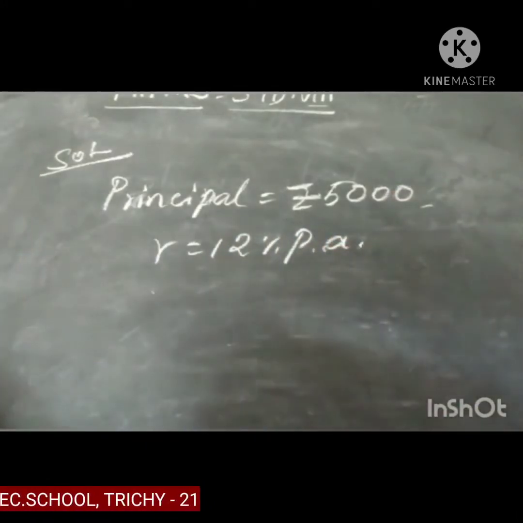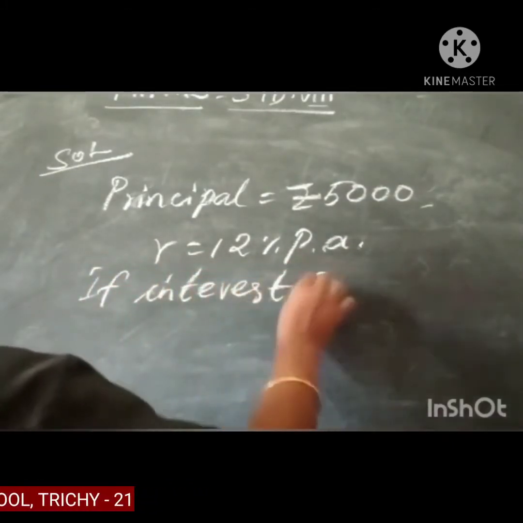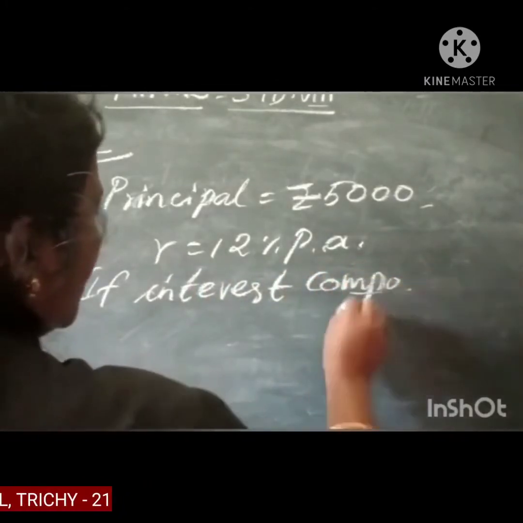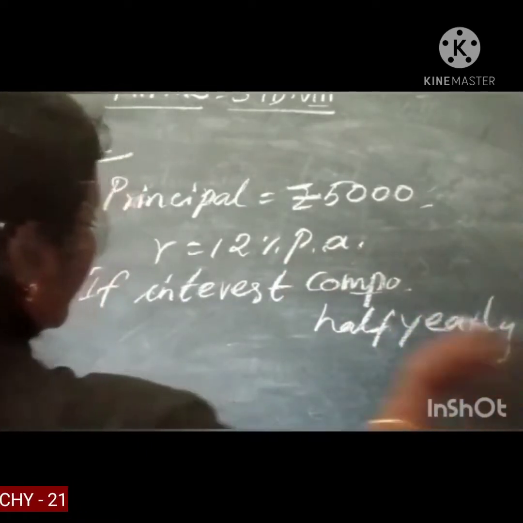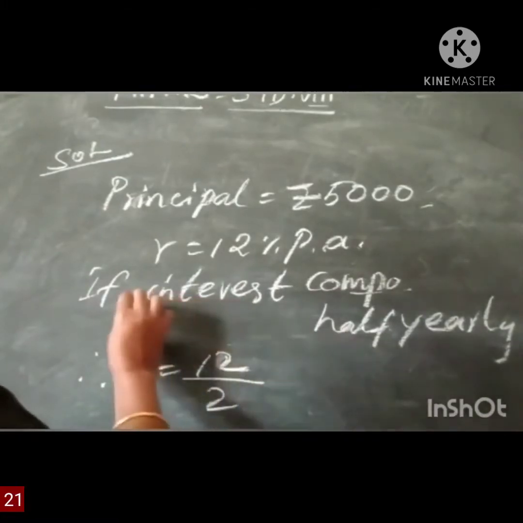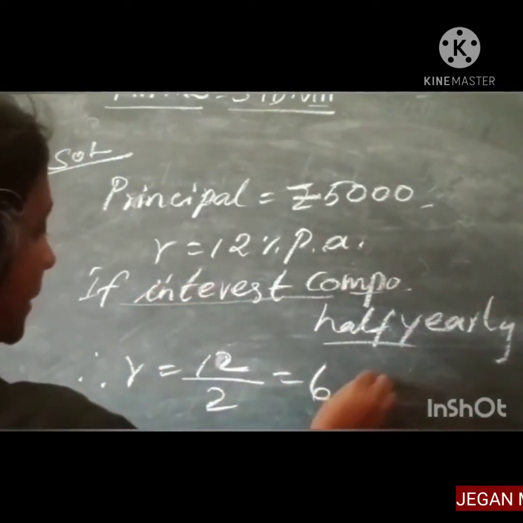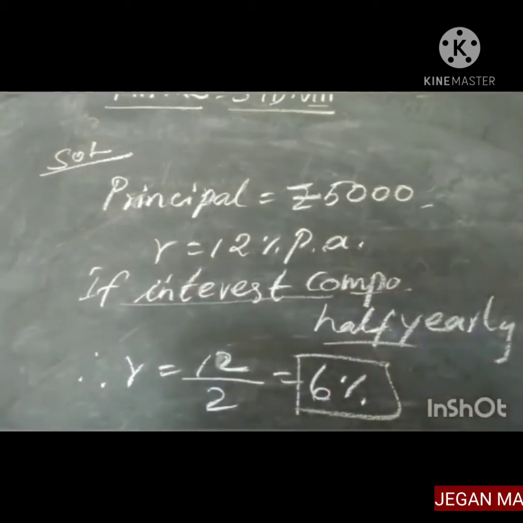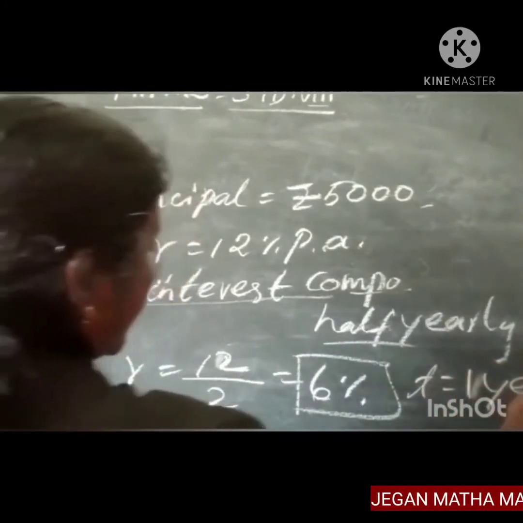Another piece of information given is that the interest is compounded half yearly. Half yearly means you have to take half of the rate. So R equals 12 divided by 2, that is 6 percent. Time T equals 1 year.